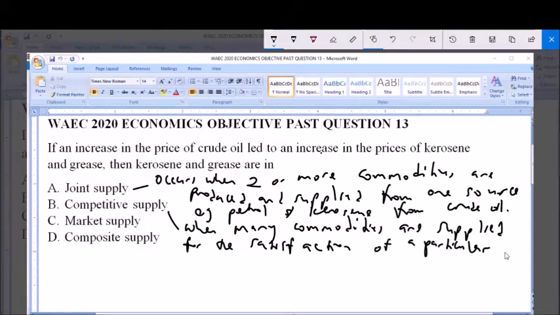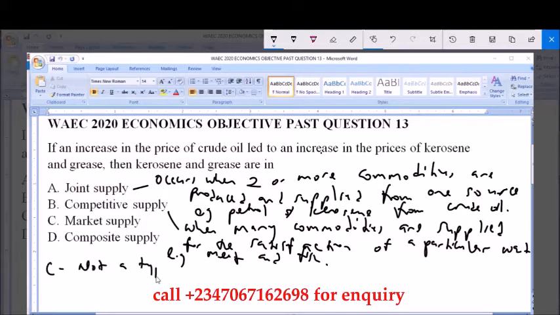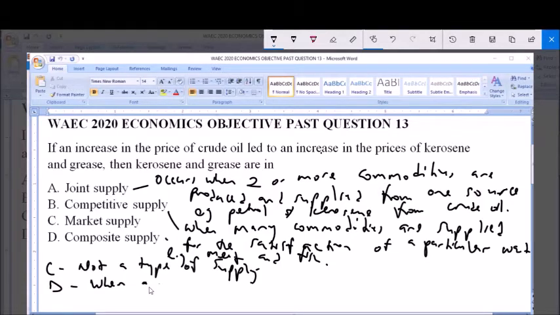For example, meat and fish. So meat and fish are both supplied for the satisfaction of a particular want. Now, option C, market supply, is not a type of supply. And then option D, which is composite supply, refers to the supply seen in a commodity that can serve two or more purposes.